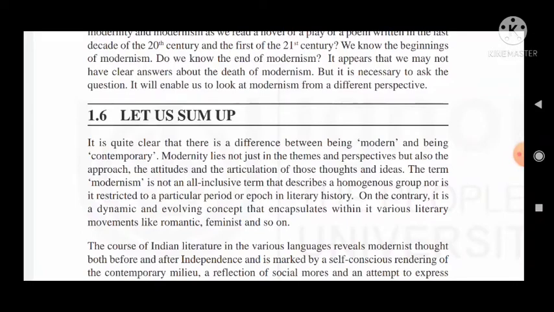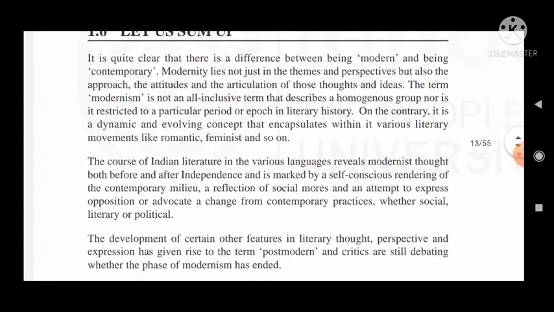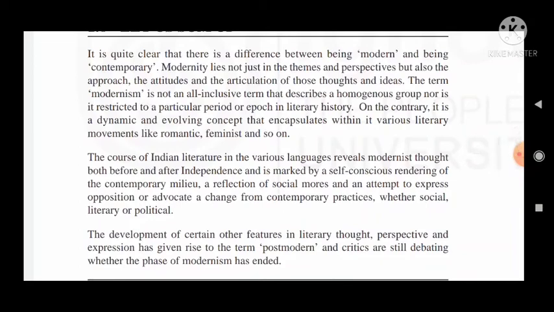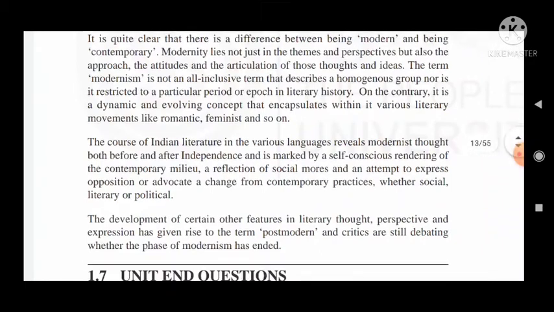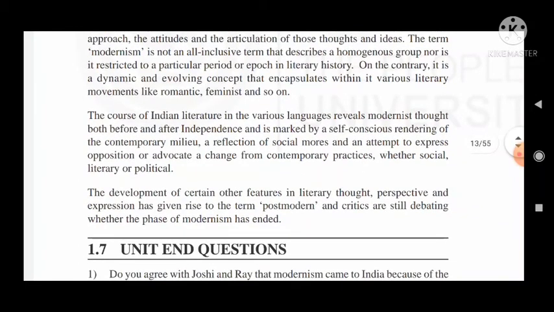So, let us sum up 1.6. It is quite clear that there is a difference between being modern and being contemporary. Modernity lies not just in themes and perspective, but also in the approach, the attitudes and the articulation of those thoughts and ideas. The term modernism is not an all-inclusive term that describes a homogeneous group, nor is it restricted to a particular period or epoch in literary history.